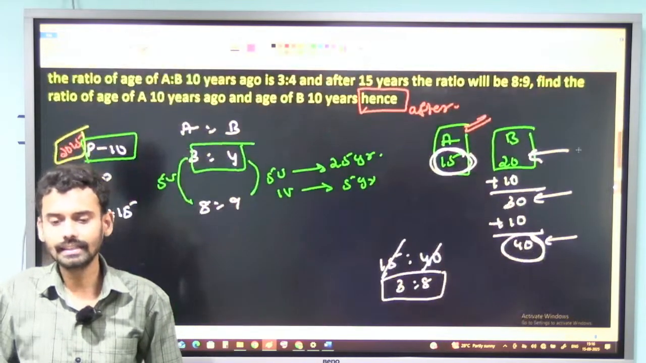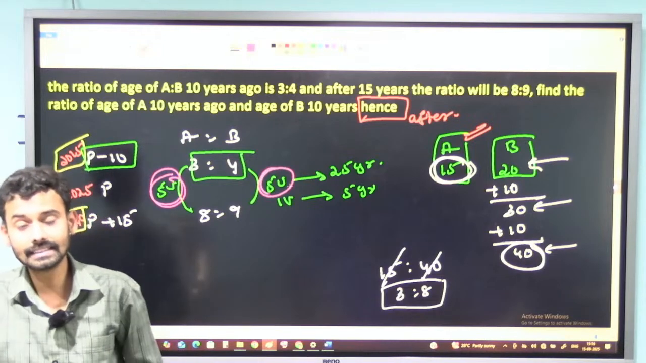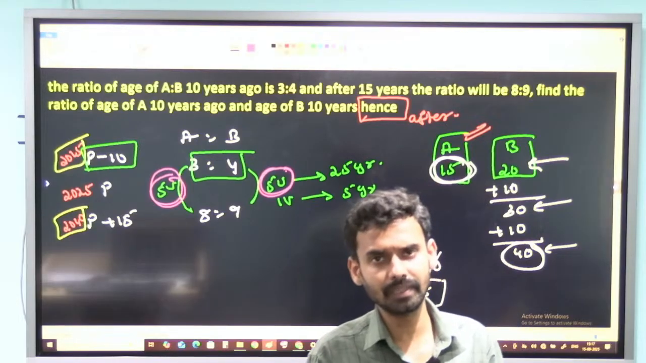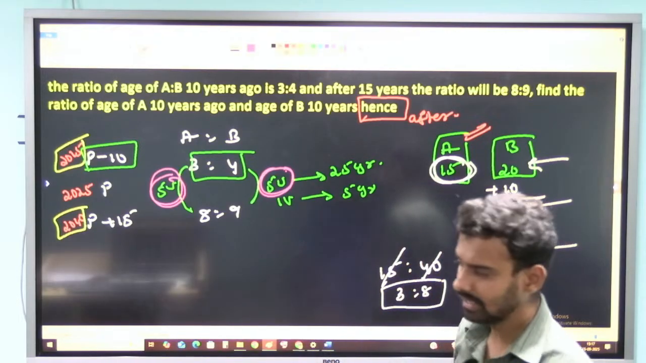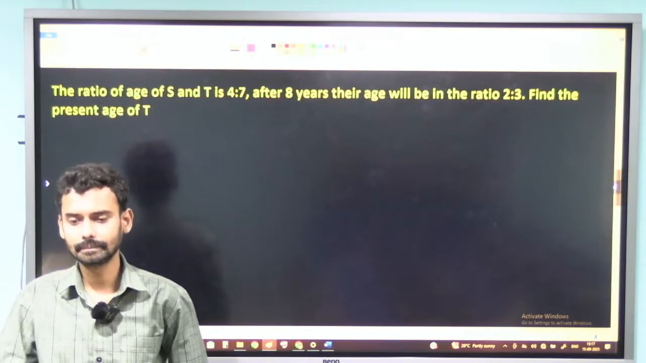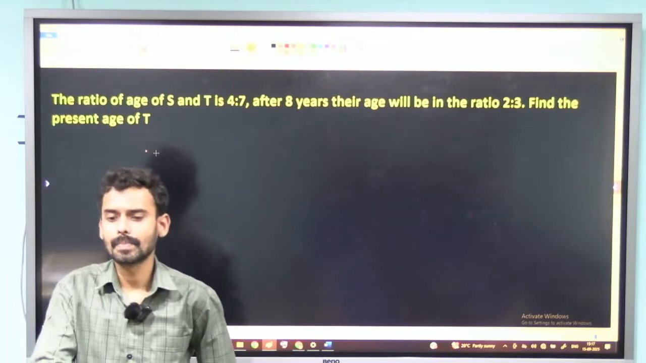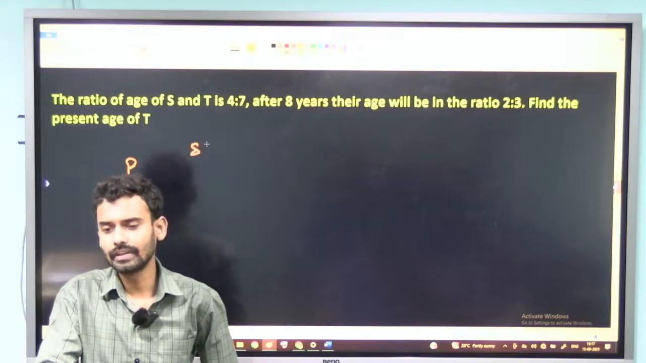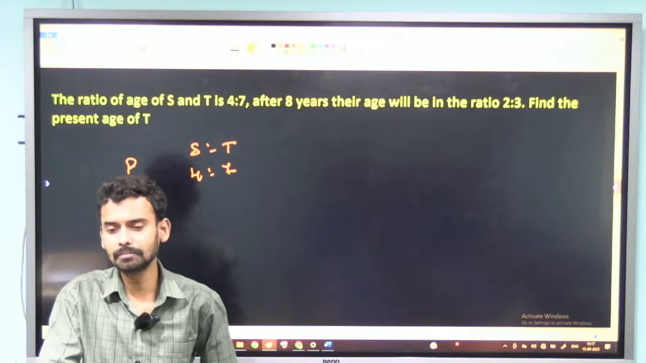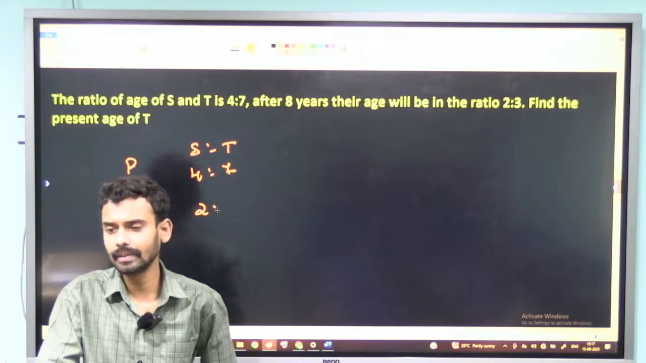Here also it is 5 units and 5 units. As I said, the increase in age should be equal. Increase or decrease in age should always be equal. It is already equal. But if we see the next question, let us try to solve the next question using this method. The present ratio of S:T is given to me as 4:7, and after 8 years, that is present plus 8, the ratio is given to me as 2:3.